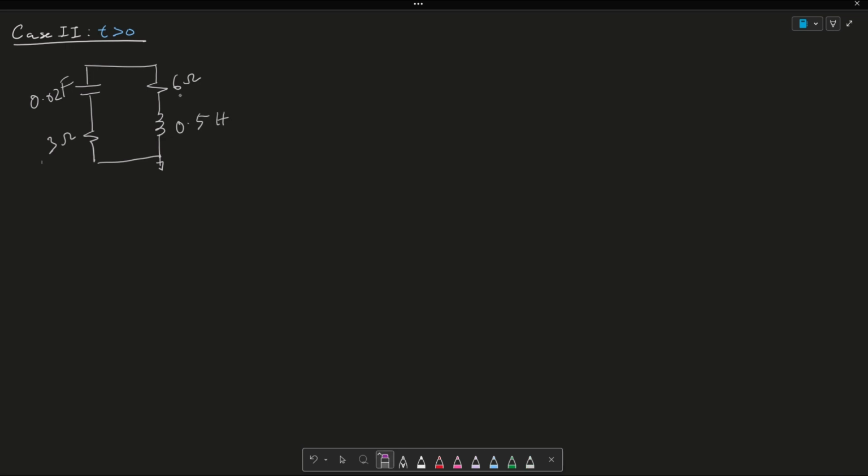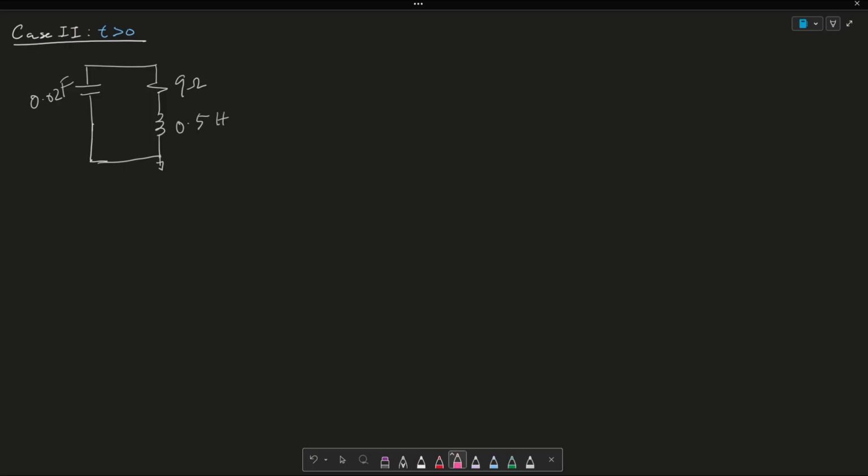So what I can do is notice that this 6 ohms and this 3 ohms are in series. So then I can add them up. So then this becomes 9 ohms. And essentially we can get rid of this 3 ohms here and this becomes just a wire. I hope that makes sense.